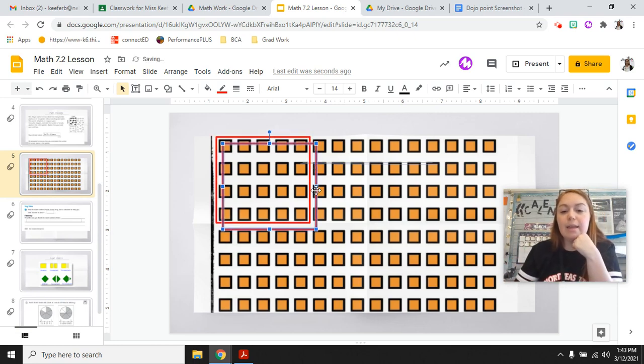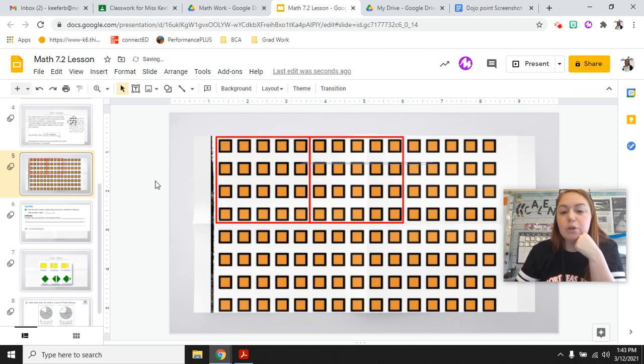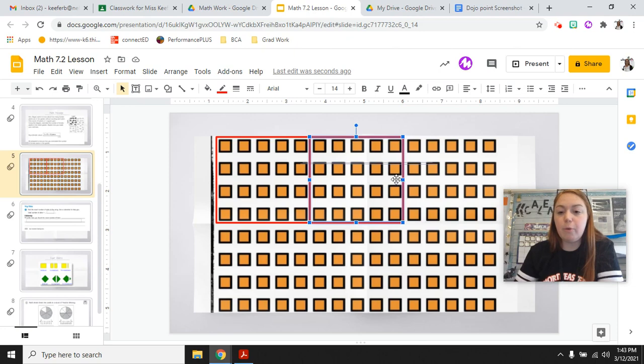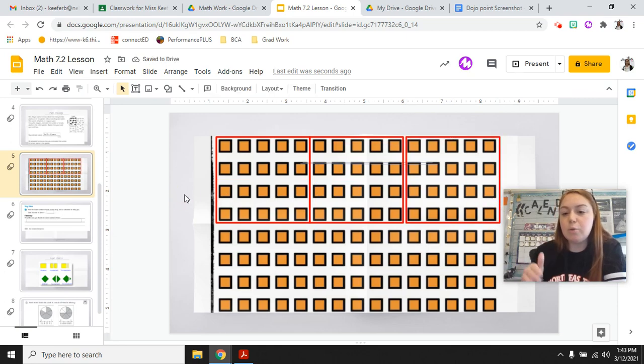So if I go like this, and I copy and I paste it, so that it's covering 20 more squares, how many do I have covered now? It would be 20 plus 20, which would equal 40. And then if I cover another group, now I have 20 plus 20 plus 20, or 20 times 3, would equal 60.